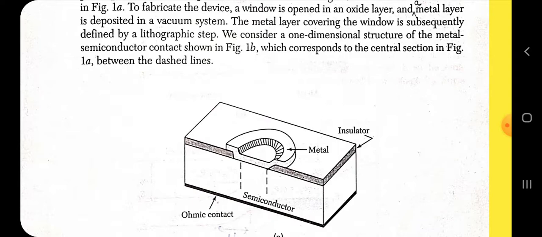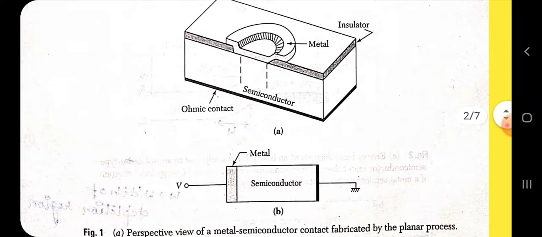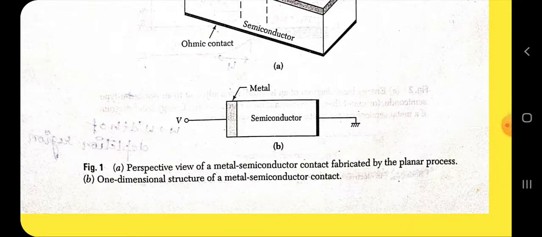We consider a one-dimensional structure of the metal semiconductor contact as we have shown over here in this diagram, which corresponds to the central section between the dashed lines. So this is the perspective view of a metal semiconductor contact fabricated by a planar process, and the second figure, B, shows the one-dimensional structure of a semiconductor contact.